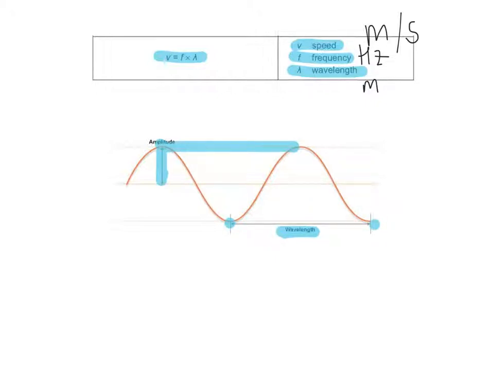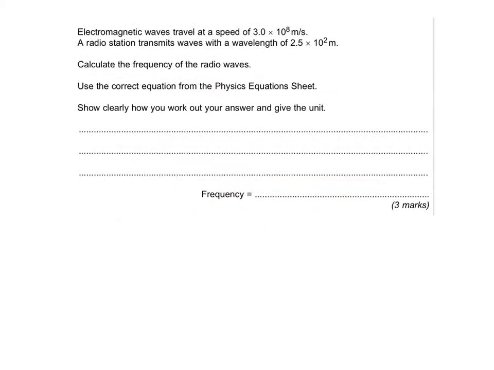If you get a louder sound, you have a bigger amplitude, so you have a higher amplitude. If you have a higher pitched sound, so one that sounds much higher, then that is going to have a shorter wavelength and therefore a higher frequency.